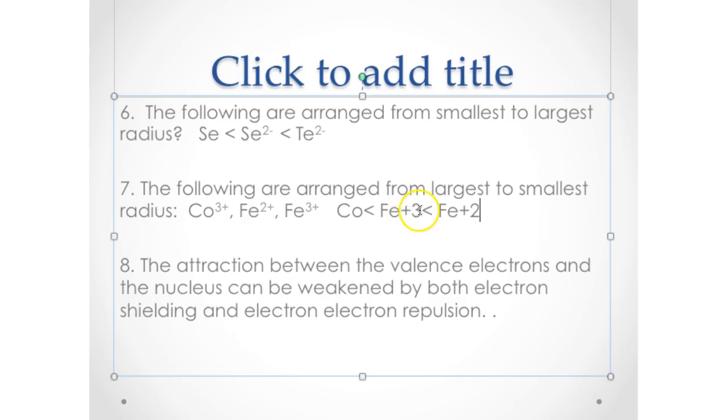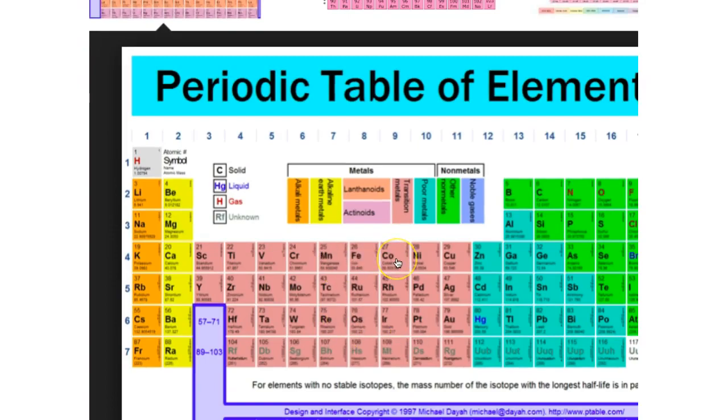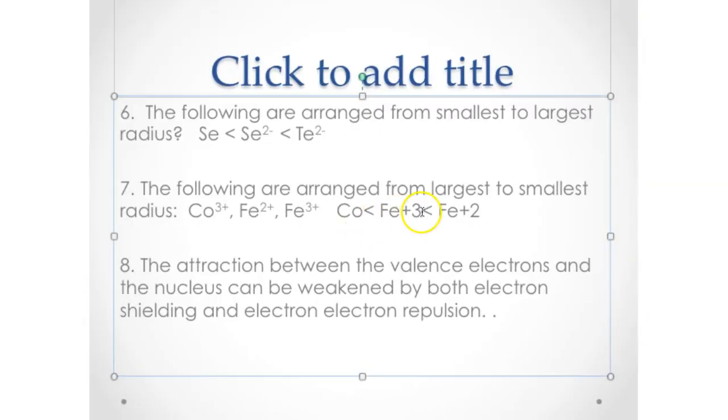Fe plus 3, cobalt is the smallest, then Fe with a positive 2 shrinks a little bit, shrinks the most, and then Fe with a positive 2 doesn't shrink as much as this guy, because this guy loses 3 electrons, so that makes it smaller than this guy. So this should be the trend.